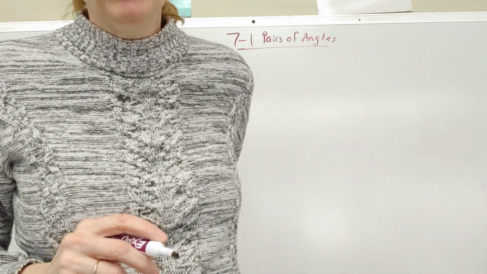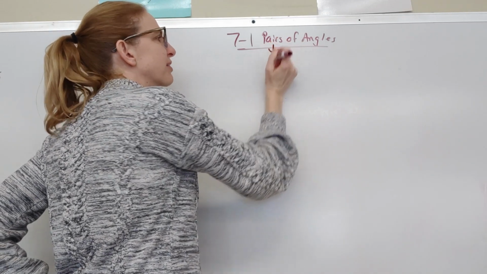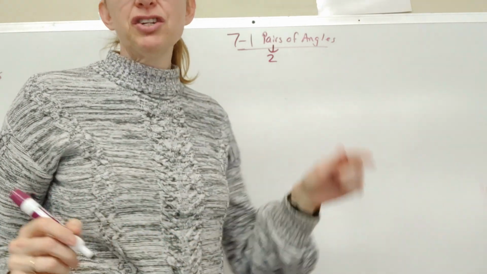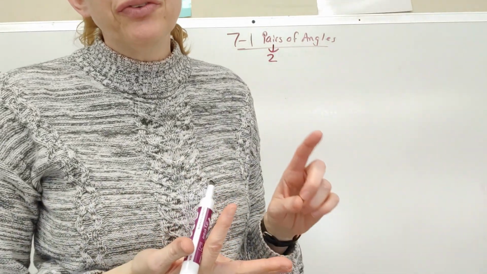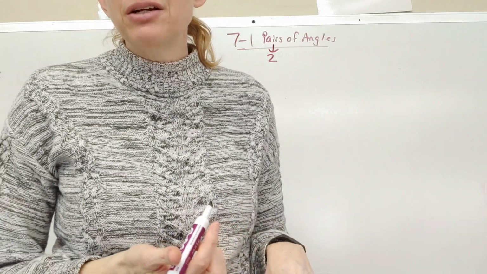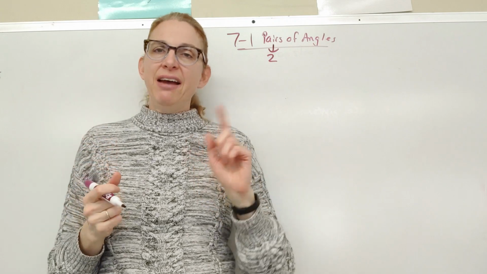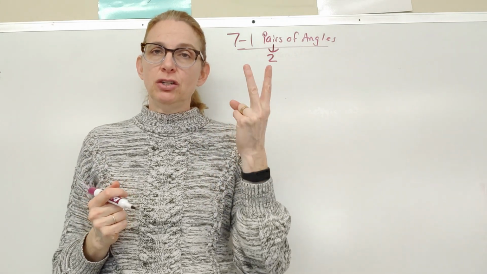So first we're going to talk about pairs of angles. Pairs, meaning how many does there have to be? How many is in a pair? Two. Okay, so look at your textbook. We've got adjacent angles, congruent angles, vertical angles, supplementary angles, complementary angles. All of those angles you cannot have one of. I cannot have one supplementary angle or one adjacent angle. There have to be two.